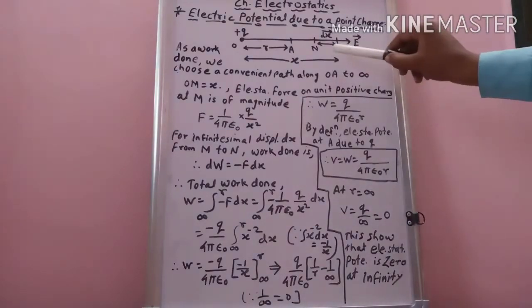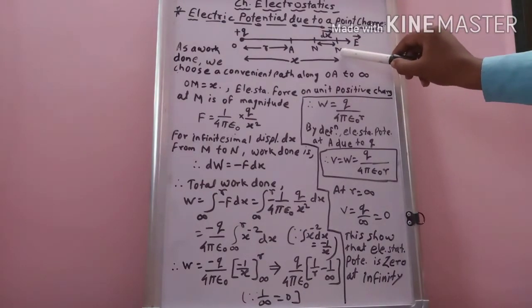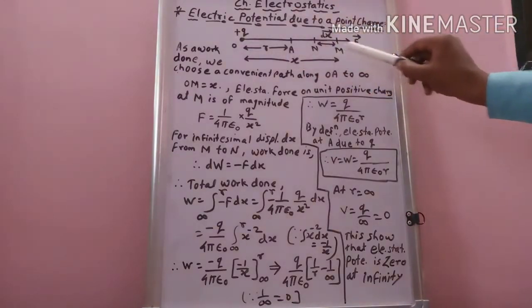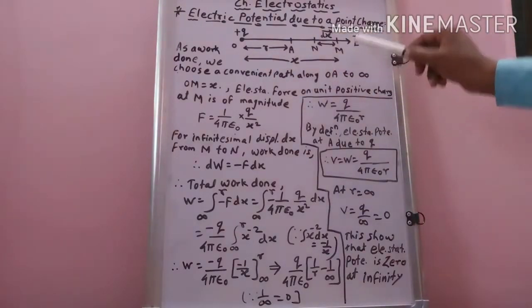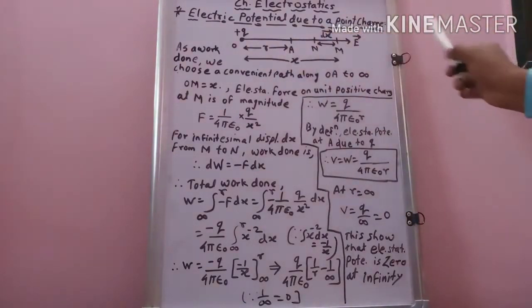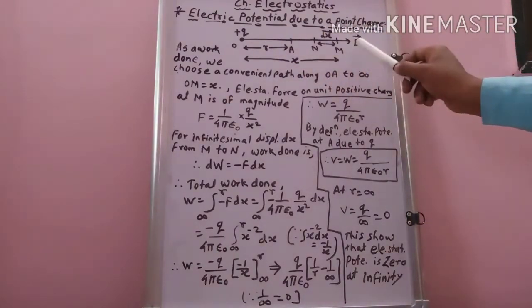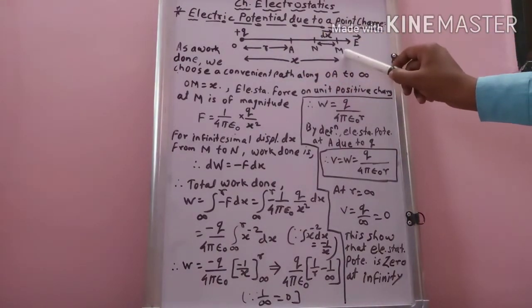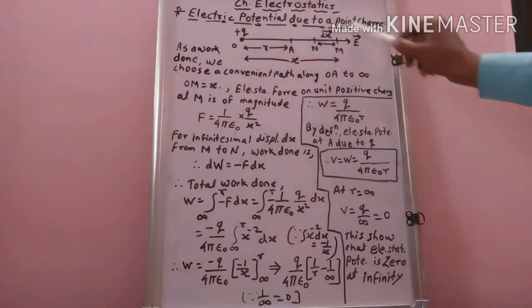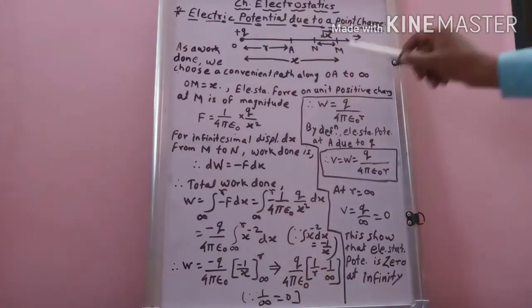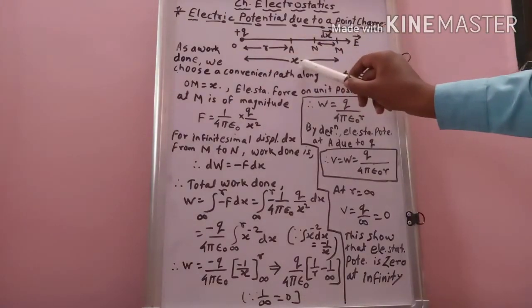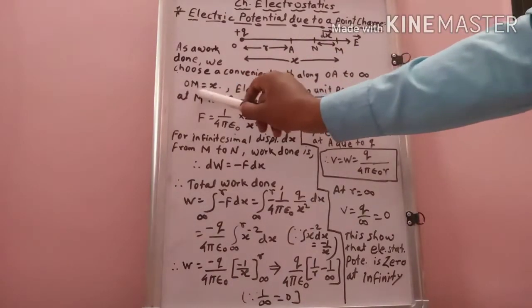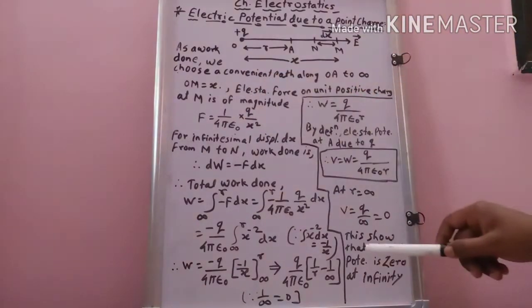Let M be an intermediate point on this path OA to infinity, and let OM be equal to x.